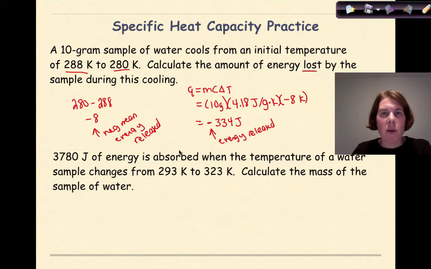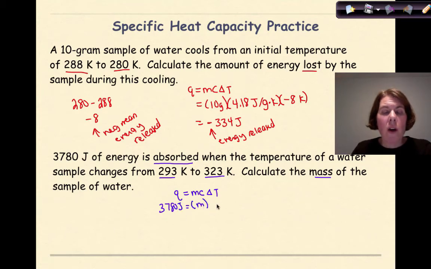Let's look at our last example. 3,780 joules of energy is absorbed when the temperature of a water sample changes from 293 Kelvin to 323 Kelvin. Calculate the mass of the sample of water. So instead of solving for Q this time, we're solving for mass. So the first thing that I'm going to do is write my formula. Q equals mc delta T. So they give me a number in joules. 3,780 joules. I'm solving for mass.